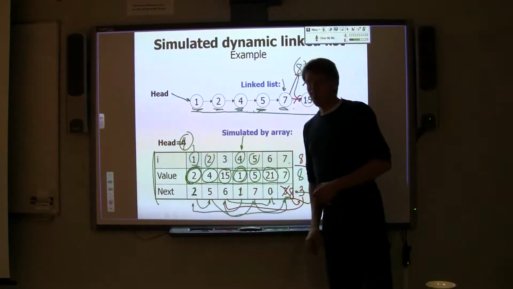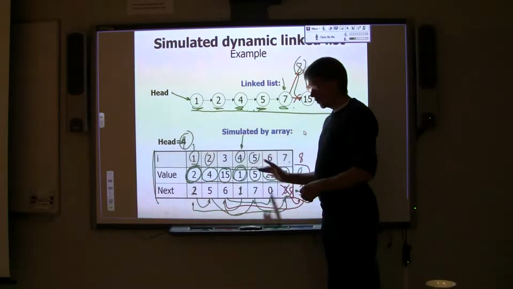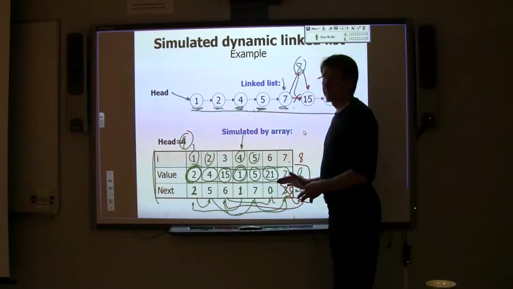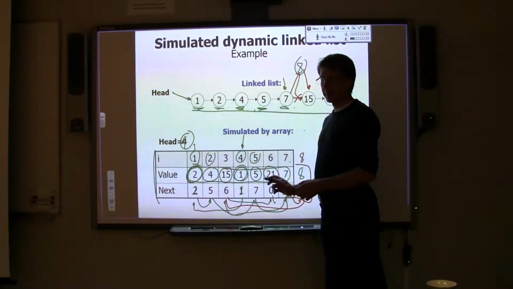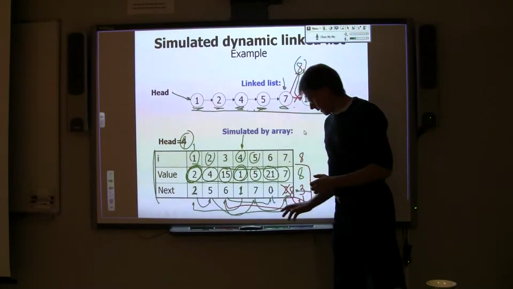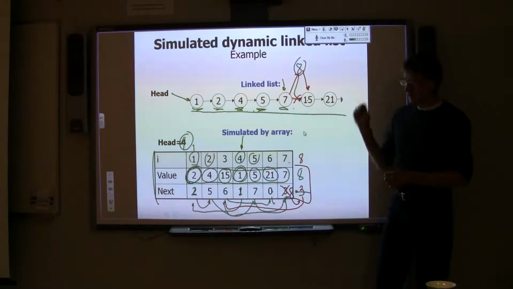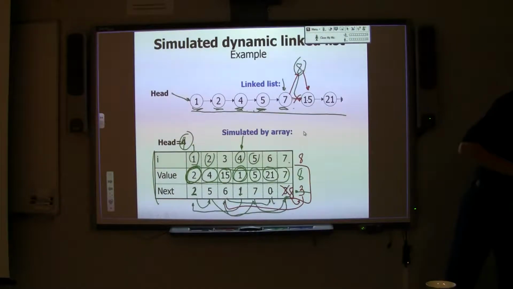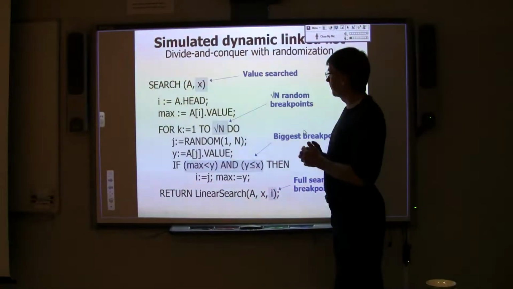How about search? Binary search? I can't jump in the middle, so that's the bad news. This remains as the efficiency of the linked list, but I still didn't get the fast search. So I need something better, and I need a new algorithm.